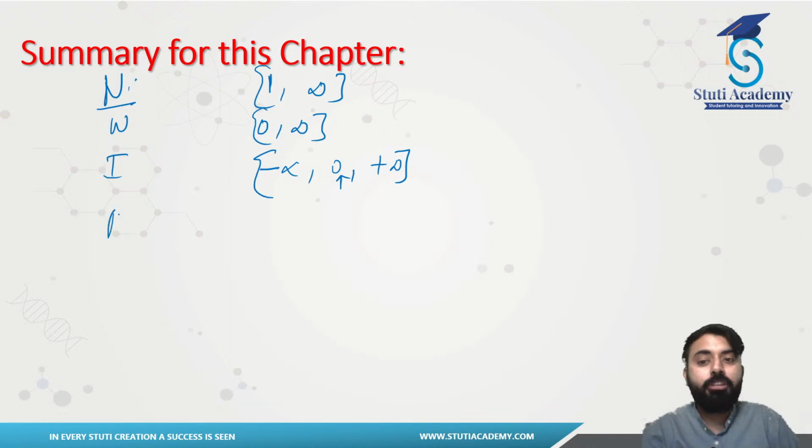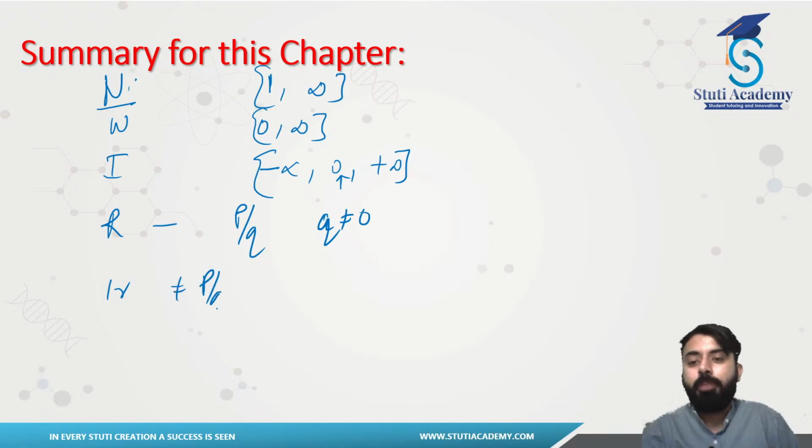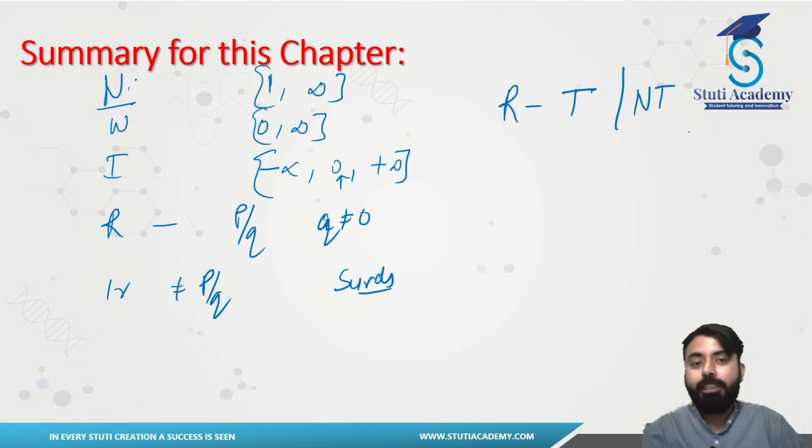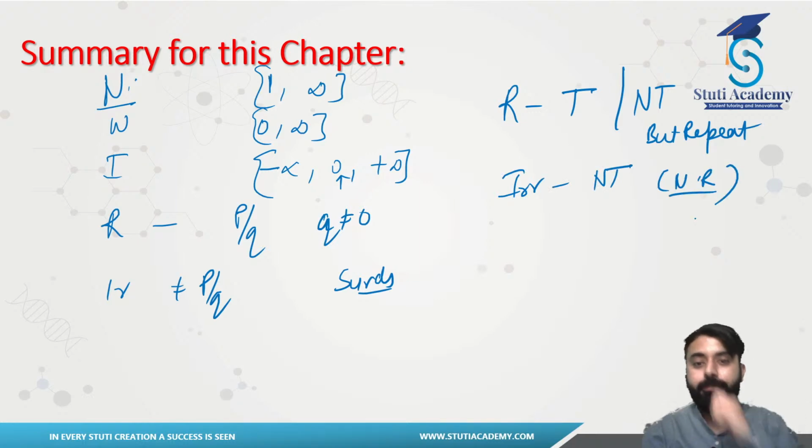Then we had our rational numbers, which were represented in the form of p by q, where q was not 0. We had our irrationals. What were those? Which could not be represented in the form of p by q, basically your surds. Then we understood how to represent irrationals on the number line. Then we understood the decimal expansion of rationals and irrationals. So rationals had decimal expansion which was either terminating or non-terminating but repeating, while in the case of irrationals, the decimal expansion was non-terminating and non-repeating, right?